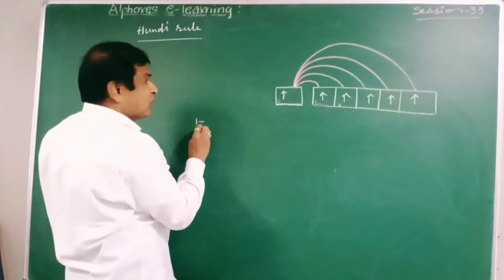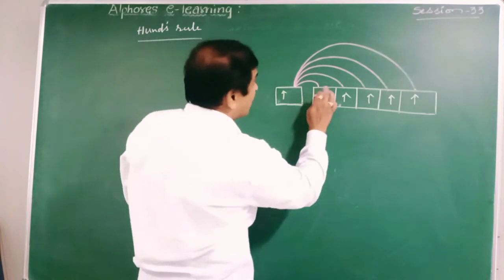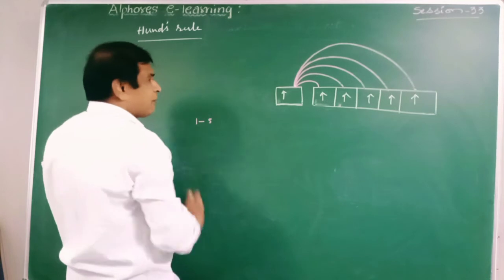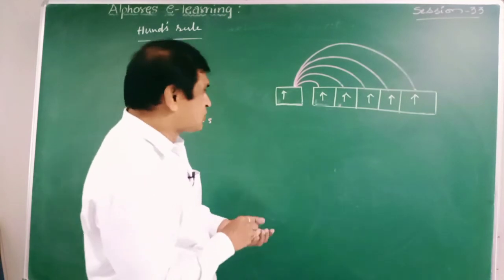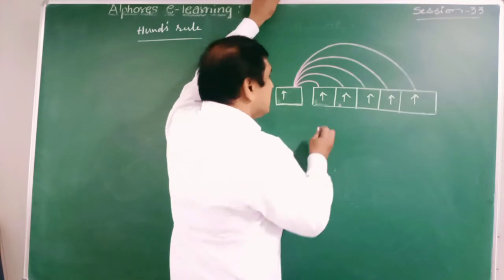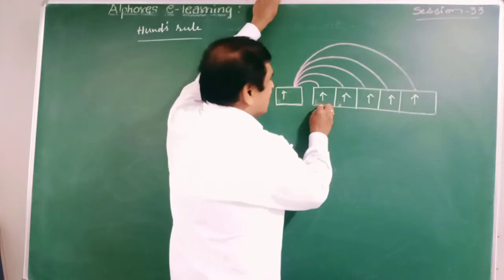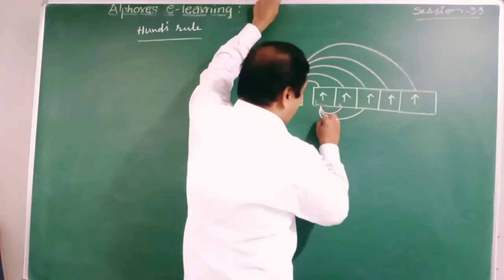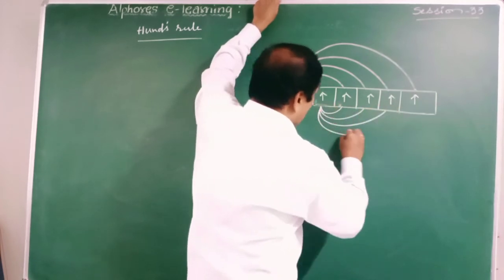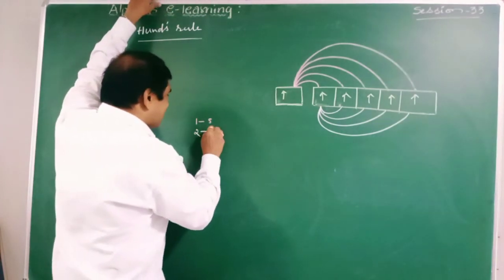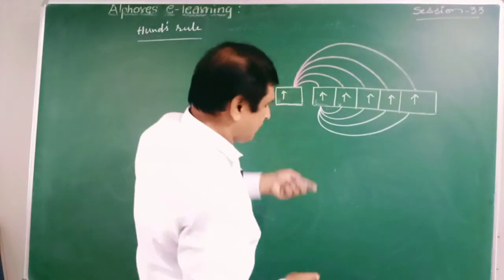That is, the first electron can form exchange pairs with 1, 2, 3, 4, 5. Five exchange pairs are possible in the first set. Next, the second electron can pair up with these 1, 2, 3, 4. With the second electron, 4 exchange pairs are possible.